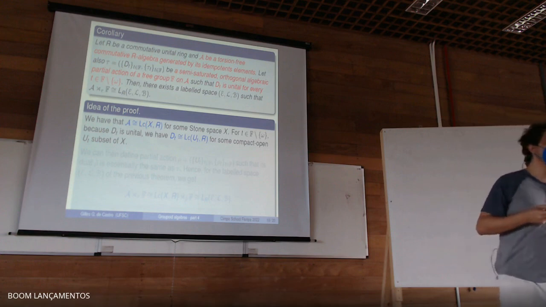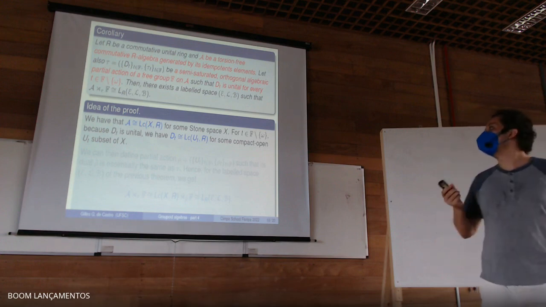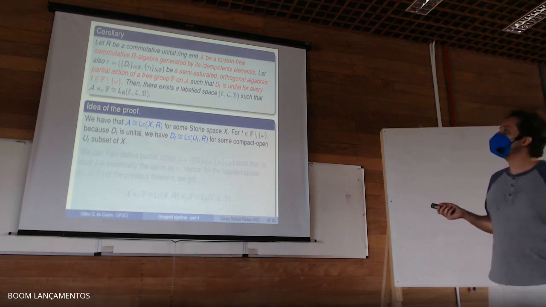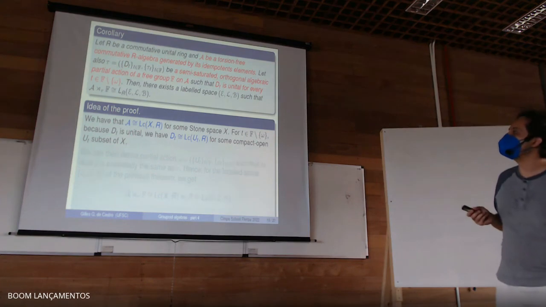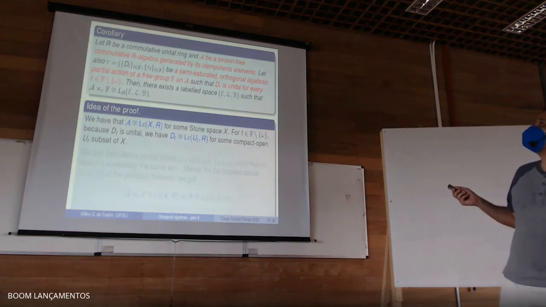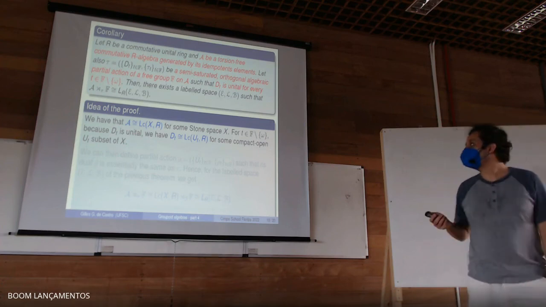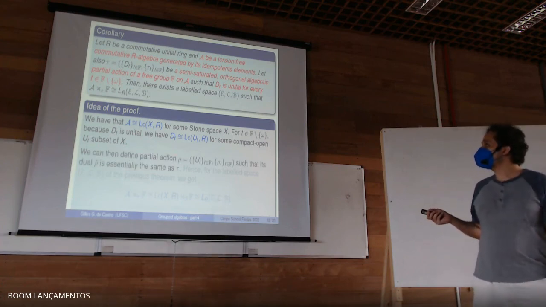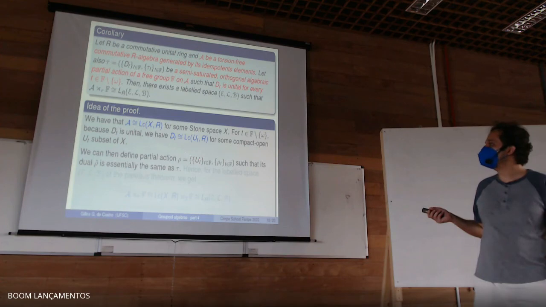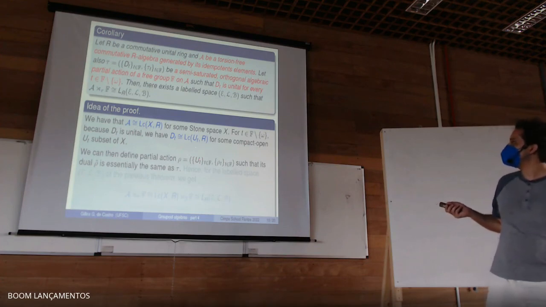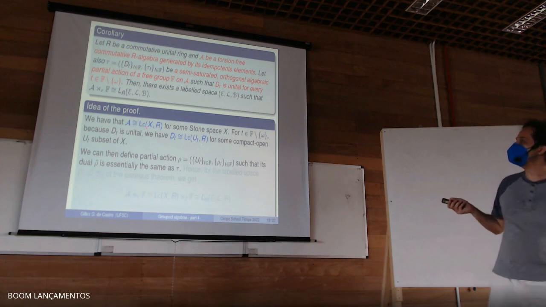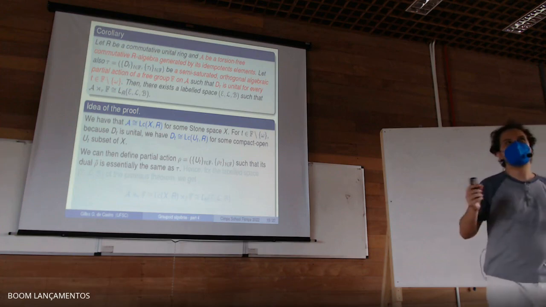A is a locally constant function on a certain stone space, and each ideal is going to be a locally constant function on some compact open subset. For T not the empty word, because these are unital, UT is going to be compact. And then we can define a partial action on the space using the algebraic partial action, because we have kind of a duality.